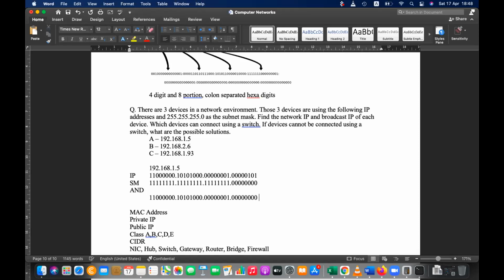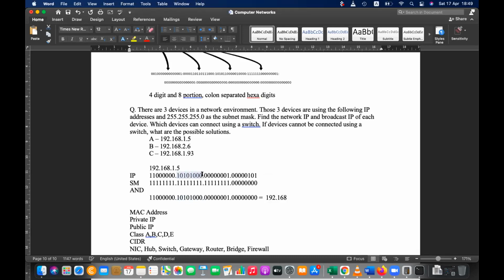So when you convert to decimal, what is the value? Yes, 128 plus 64 is 192. So the next one is the same, 168. Here the same value is there, right?